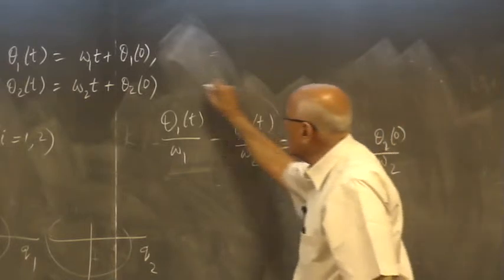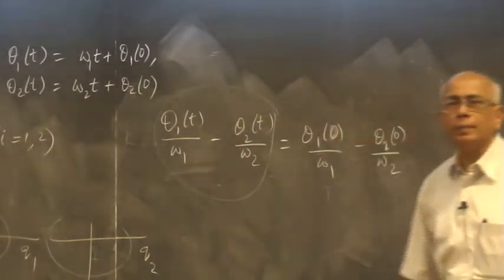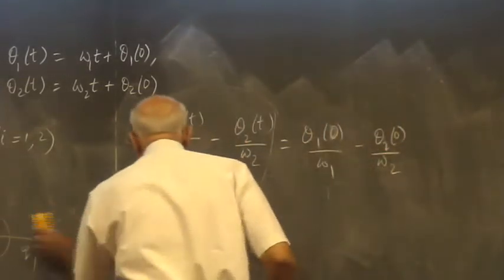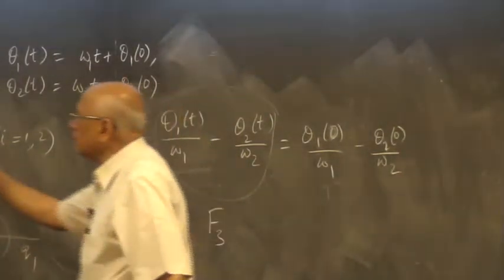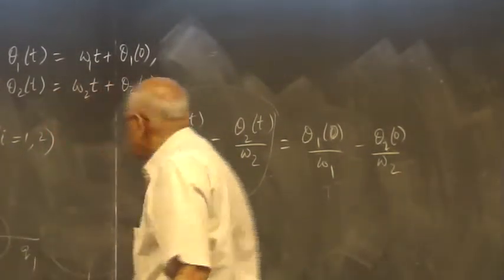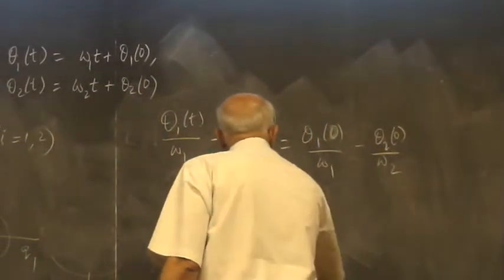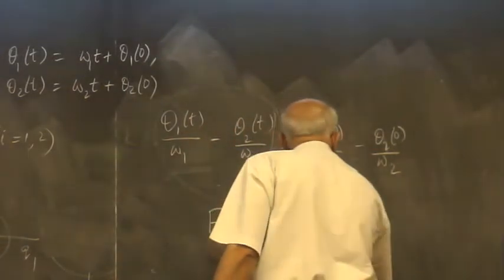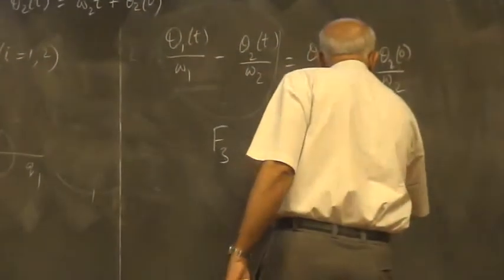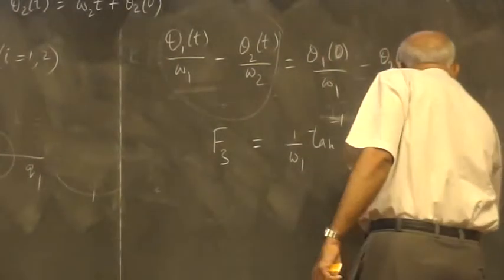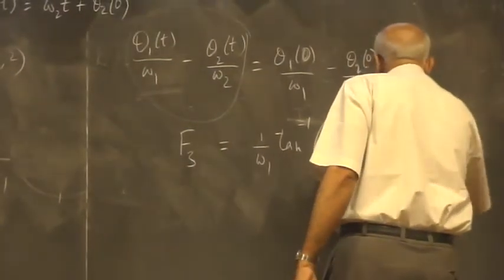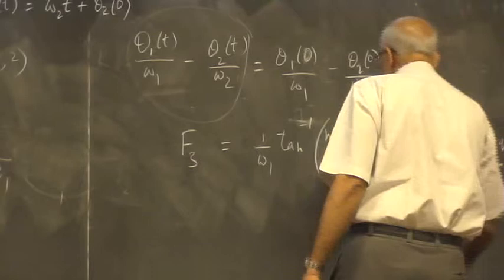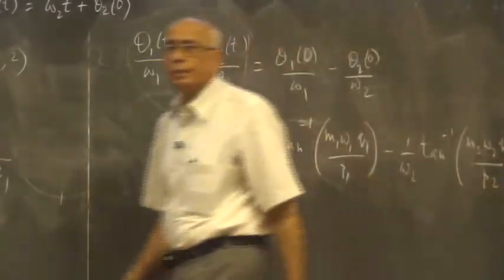Which implies that this quantity is a constant of the motion. So the third isolating integral of the motion is f3. f1 was this, I1, f2 was I2, and the third, f3, is equal to 1 over omega 1 tan inverse of m1 omega 1 q1 over p1 minus 1 over omega 2 tan inverse m2 omega 2 q2 over p2. That's your constant of the motion.